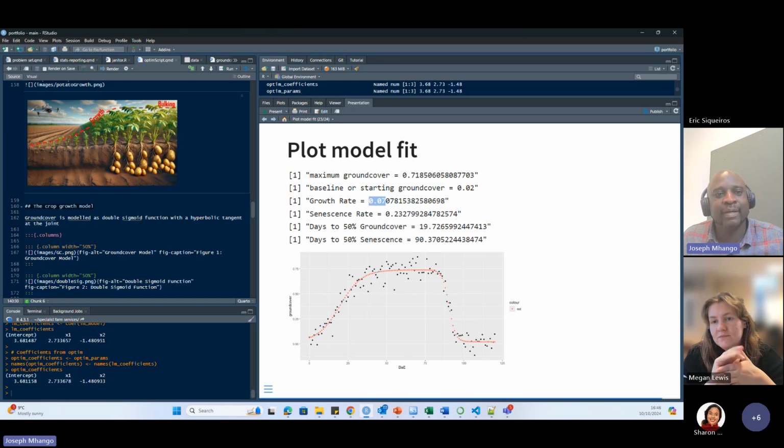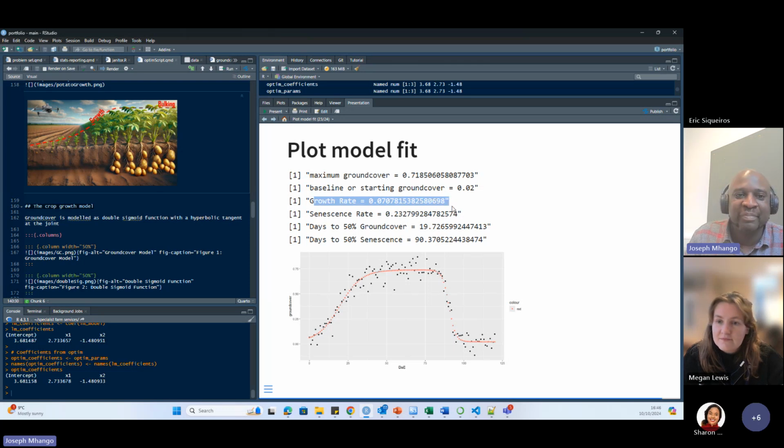Well, that was pretty much my previous job. I used Optim on 30,000 potato lines that a breeder is trying to release, and the breeder is interested in releasing the potato that matures earliest. So you use Optim to fit this curve on 30,000 potato lines and give out this growth rate value.